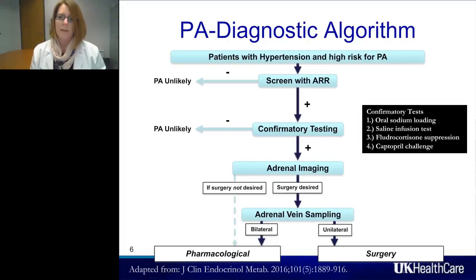The confirmatory testing is typically a provocative testing. Most commonly, it is a saline suppression test. As I mentioned to you, high sodium concentrations will lead to downregulation of renin and the RAAS, which should suppress aldosterone secretion. In a patient that is autonomously secreting aldosterone, infusion of saline or large sodium loading should lead to suppression of aldosterone in a normal patient, but in primary aldosteronism, the aldosterone is not suppressed.